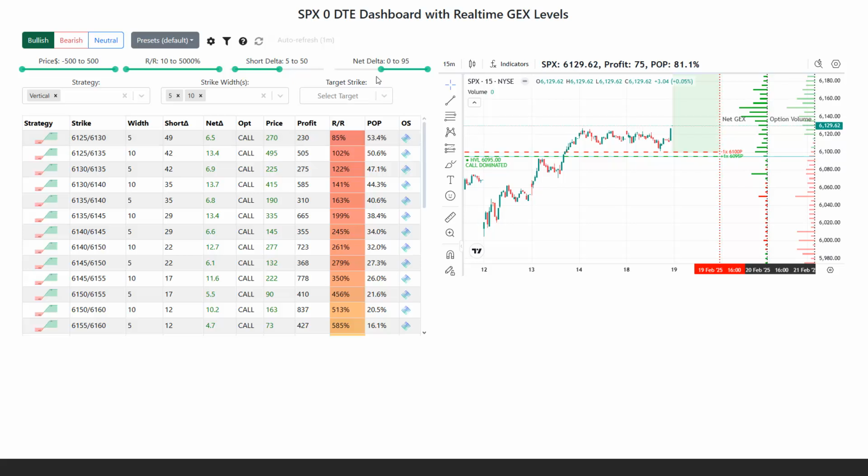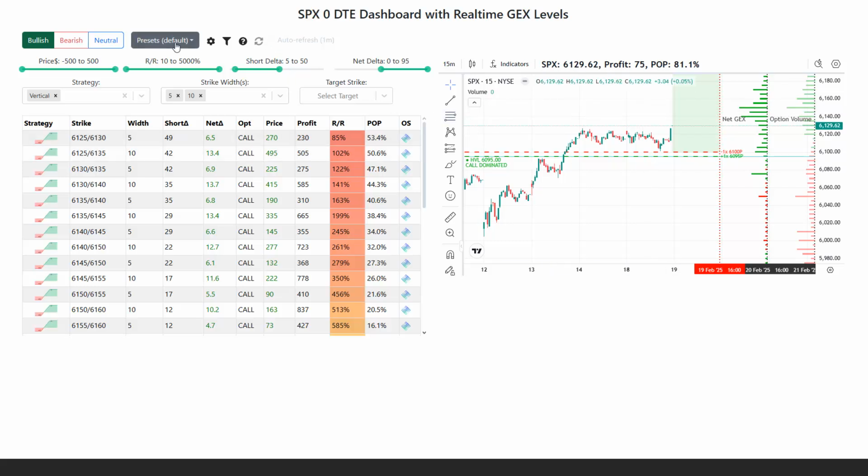Now I can refresh the chart automatically. This auto refresh button is active when the market is open, or I can refresh it manually. Now, when I am recording this video, the market is not open yet, but I can manually refresh the entire application. And with this, the options table and the TradingView chart also get refreshed.